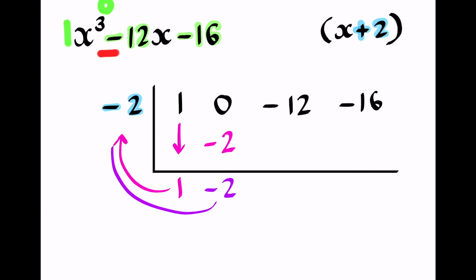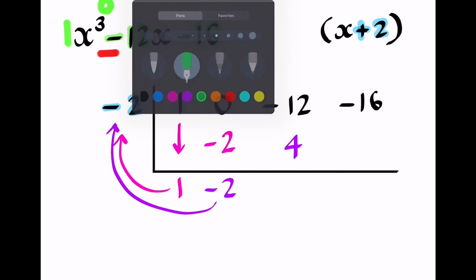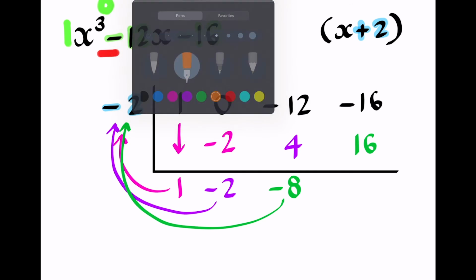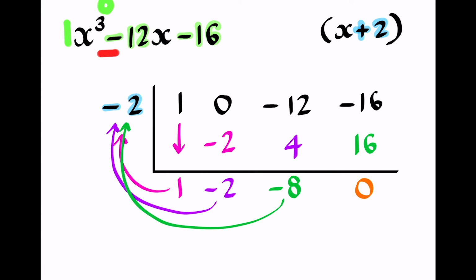I then take that negative 2, multiply it with the negative 2. Negative 2 times negative 2 is positive 4. So I have minus 12 plus 4, which is negative 8. Then I take this negative 8, multiply it with the negative 2. Negative 8 times negative 2 is positive 16. And negative 16 plus 16 is 0.